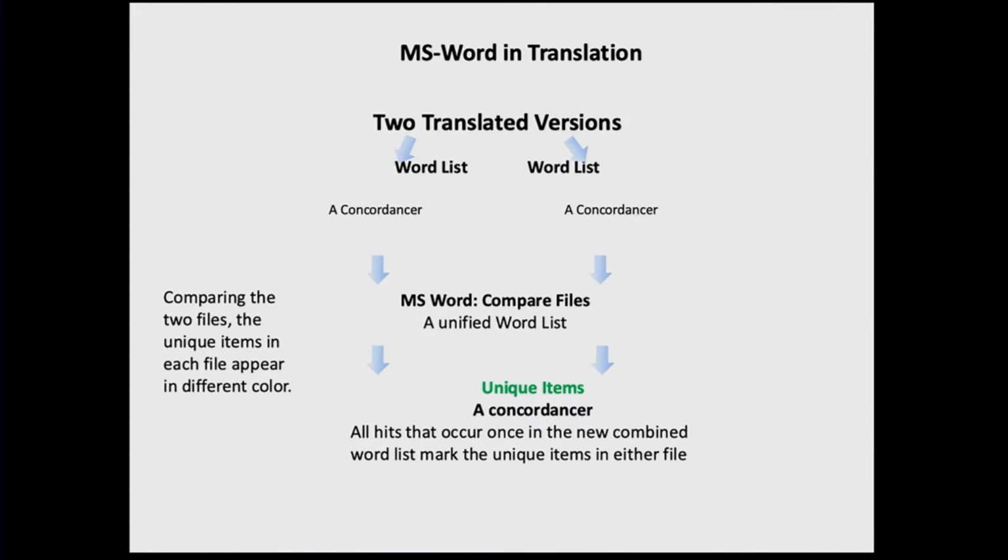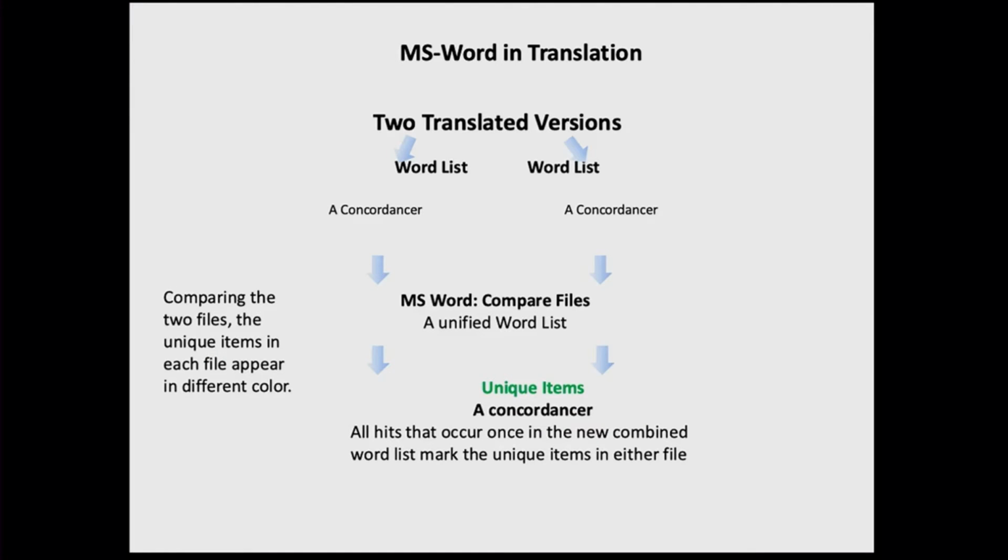So I make a word list of translation one and another word list for translation two using a concordancer, and then I combine both together in Microsoft Word under compare file. You can get to that function through review, or muraja'a, in Microsoft Word. And then I can compare the two files.